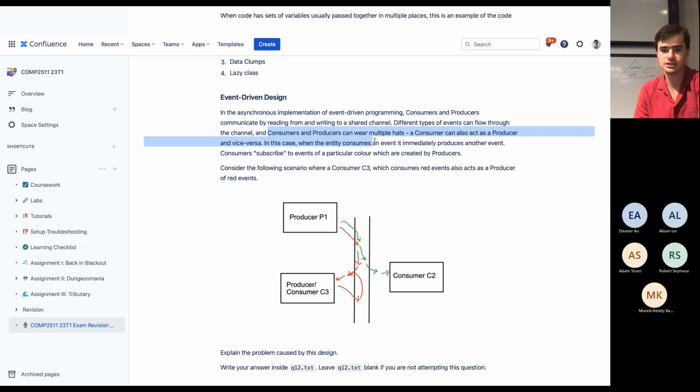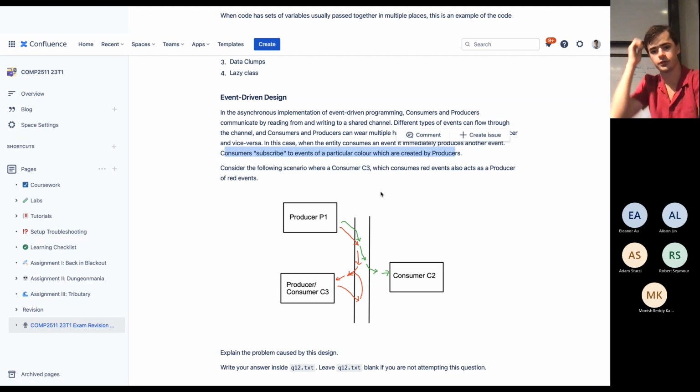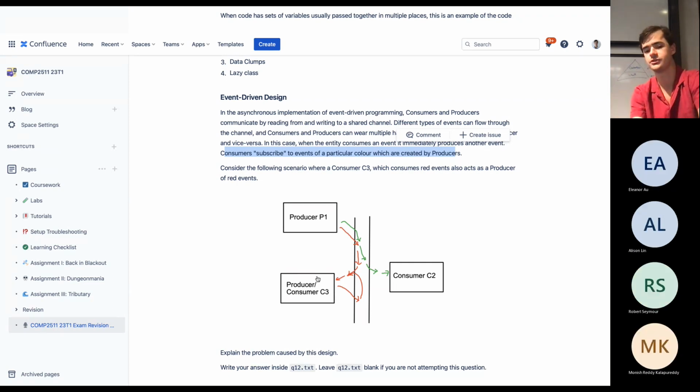When an entity consumes an event, it immediately produces another event. Consumers subscribe to a particular color of events which are created by producers. So here we have a producer who puts green events into the channel. Consumer C2 subscribes to those green events and consumes them from the channel. P1 also produces red events. And then we have C3, which is a producer and a consumer, and that consumes red events, and then it also puts red events into the channel.